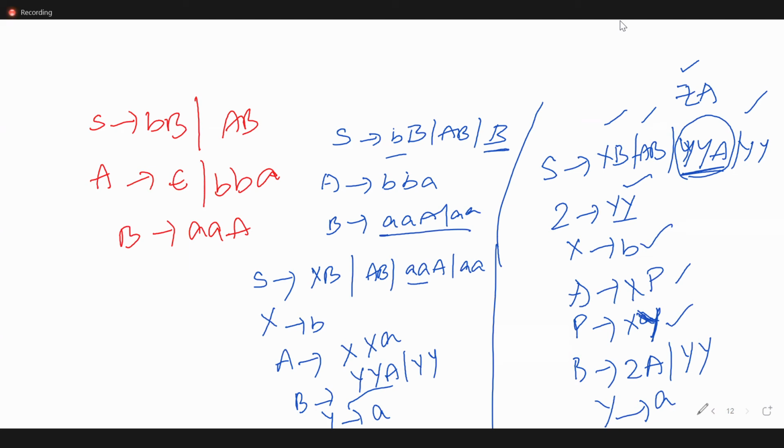CNF stands for Chomsky normal form. What are the conditions for CNF? First, it is free from epsilon productions. After that, if you have any unit productions, remove them. Next, check whether it is in the CNF format or not. If it is not, you arrange the given CFG in CNF format. What is CNF format? A tends to XY where X, Y both are variables, and A tends to small a where a is a terminal. These are the rules. I think I'm clear with this, right?